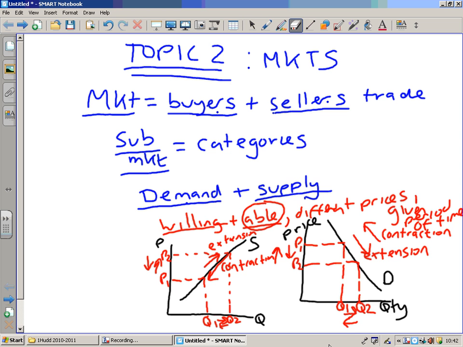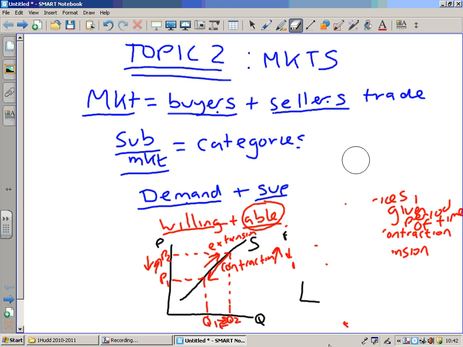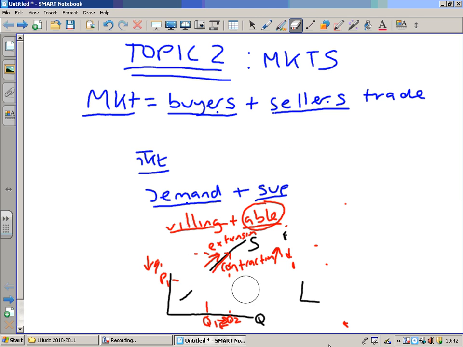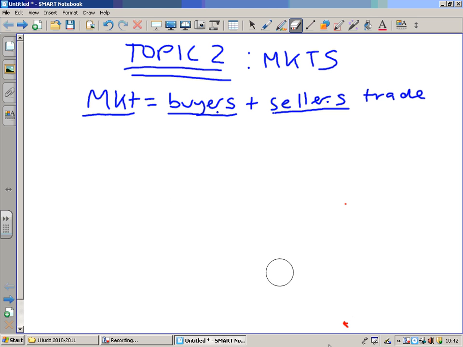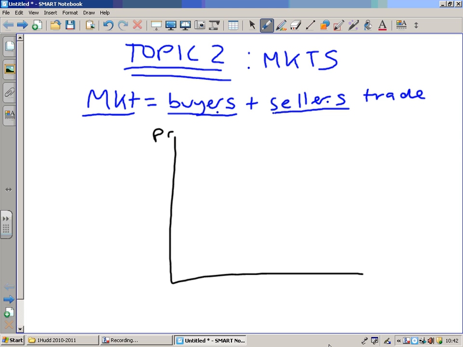What I'm going to do now is to rub off all this from the board so we can look at a market equilibrium diagram. I'll leave the definition of what a market is on the board because that will be useful for what we're about to try and draw. So again, we're going to draw our axes, big this time. We've got price and we've got quantity.